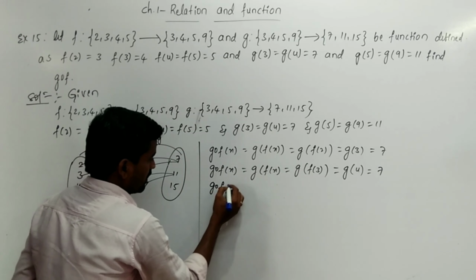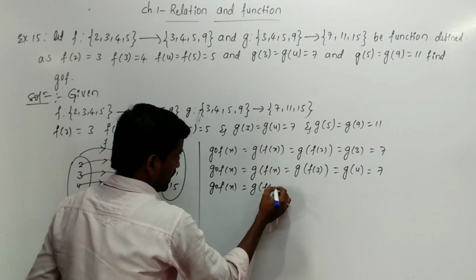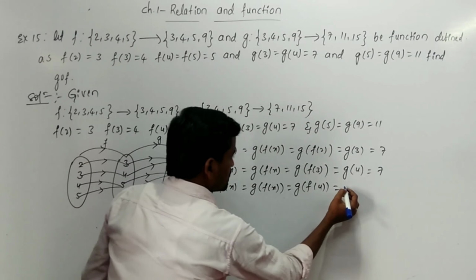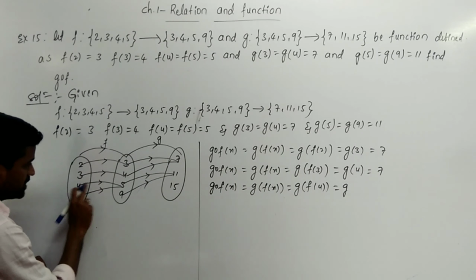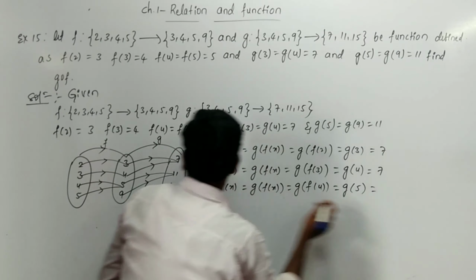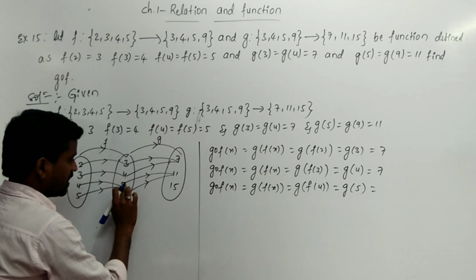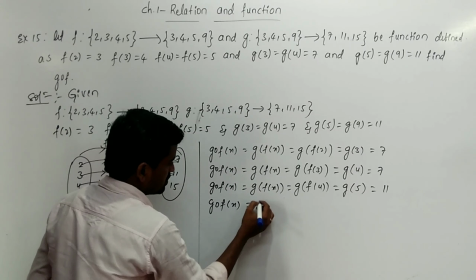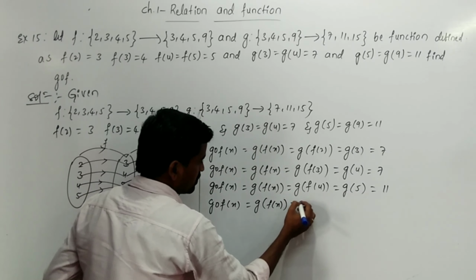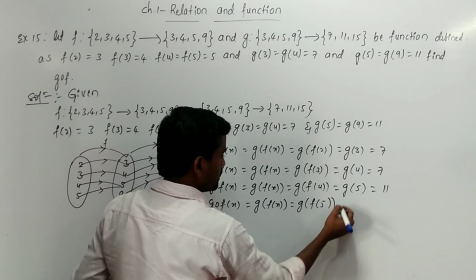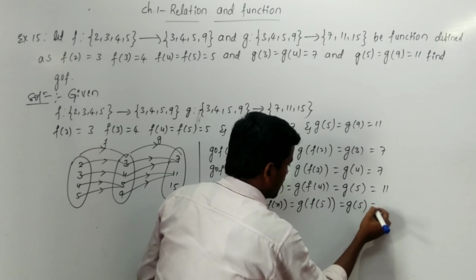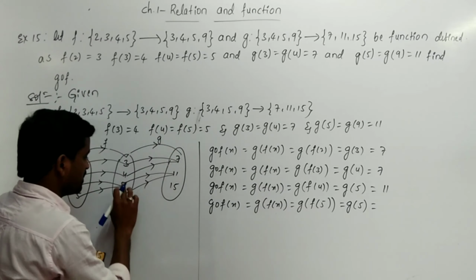Then (g of f)(x) is equal to g of f of x, then g of f of 4 is equal to g of f of 4, f of 4 its image is 5, g of 5, the image of 5 is 11. Then g of f of 5: f of 5, the image of 5 is 5, then it is g of 5, the image of 5 is 11. This is the g of f of x.